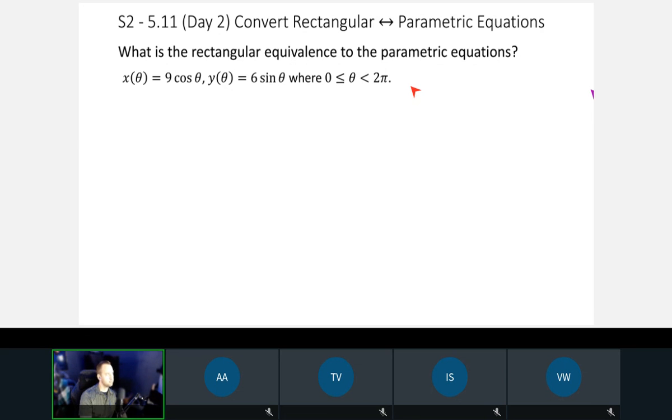Any ideas? Any ideas? Can I throw a random thing?